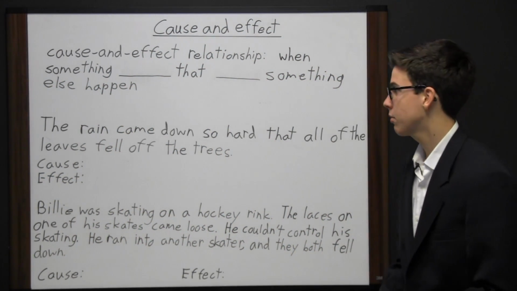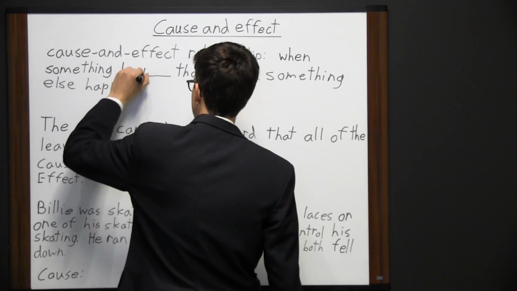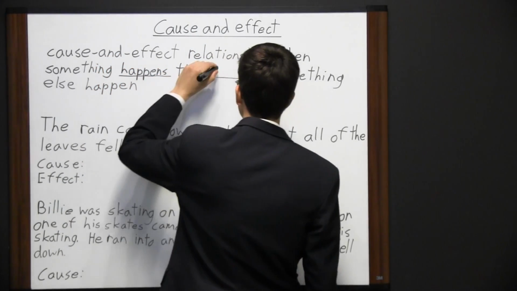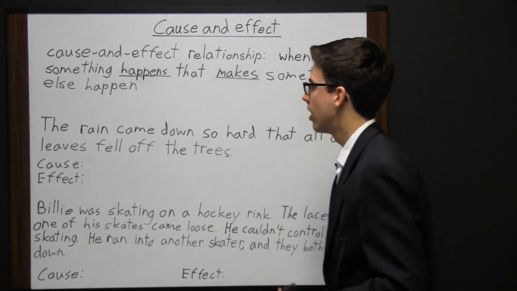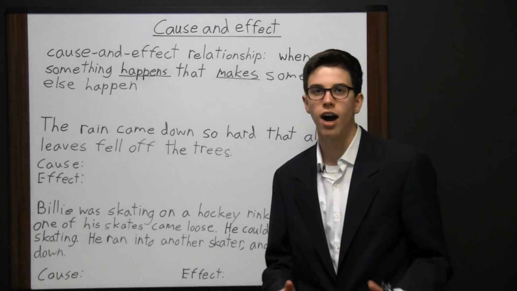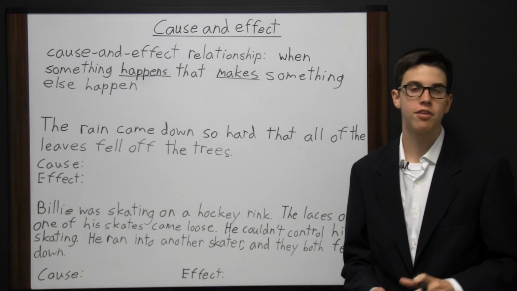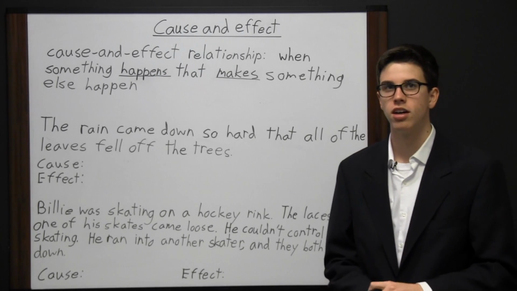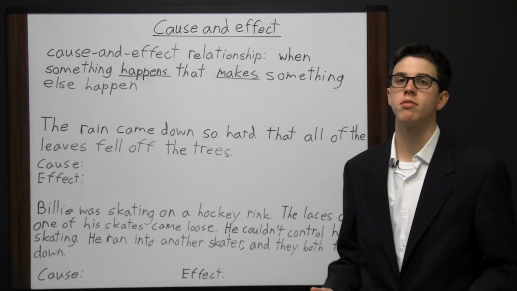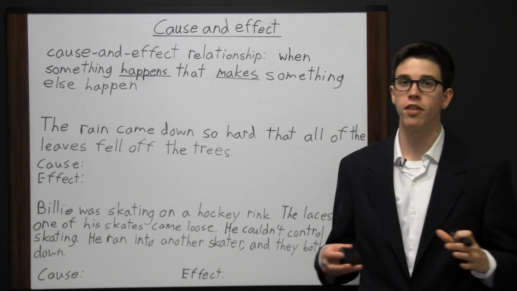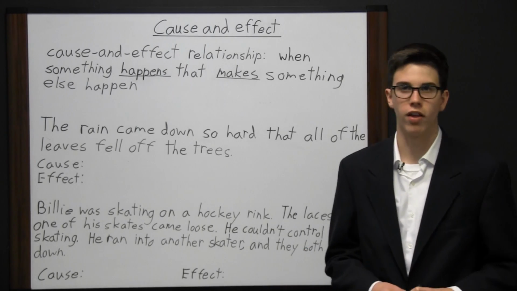A cause and effect relationship is when something happens that makes something else happen. So in other words, the cause creates the effect. Cause and effect relationships are often used in informational text. For example, a text may say that when the weather is cold, a person may start to shiver. So the cold weather here is the cause, and the shivering is the effect of the cold weather.